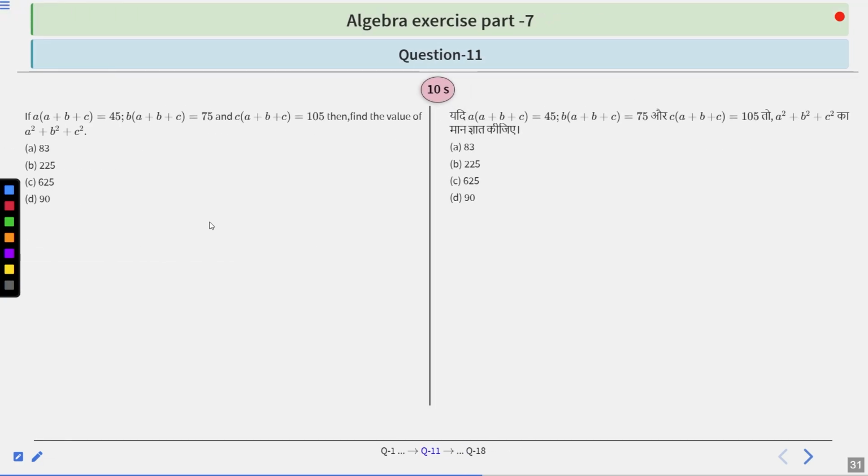Next, if a into a plus b plus c is equal to 45 and b into a plus b plus c is equal to 75 and c into a plus b plus c is equal to 105, then find the value of a square plus b square plus c square. And the options are option A 83, option B 225, option C 625, and option D 90. These are the options, and I'm giving you 10 seconds to find out the correct answer. After that, I will do the solution for you.